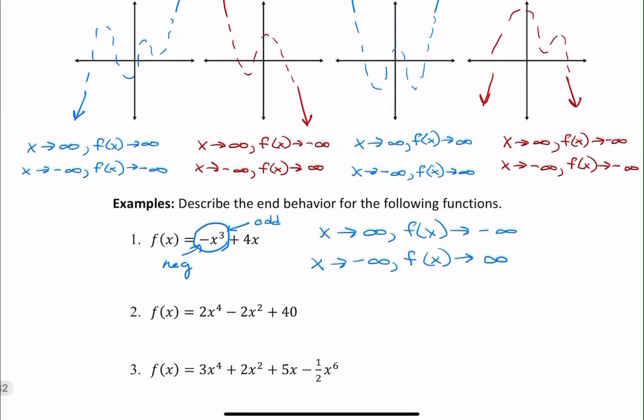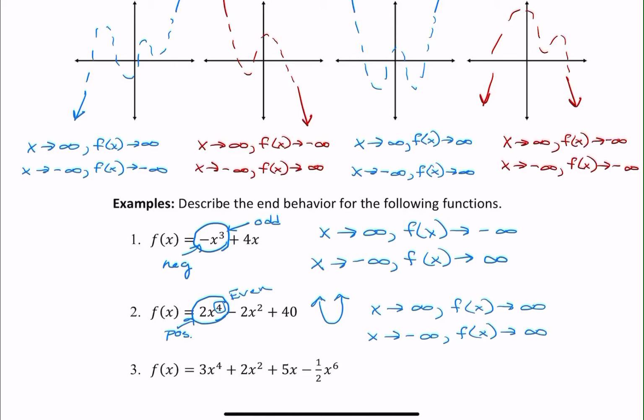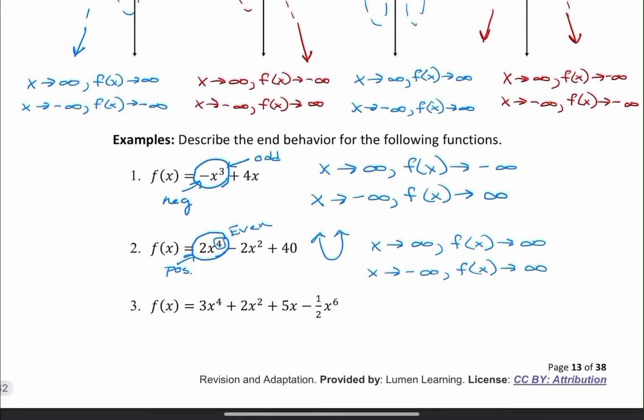Okay, the next one, I'm looking at the 2x to the fourth. So I have an even power, and I have a positive coefficient. So that means it's going to look like a quadratic. So as x approaches infinity, f of x approaches infinity, and as x approaches negative infinity, f of x approaches infinity. And then the last one, our leading term is a negative 1/2 x to the 6th. So our power is an even number, and we've got a negative coefficient. So that means it's going to flip both ends down. So it's just going to be switched from the previous one. Both are going to go to negative infinity.